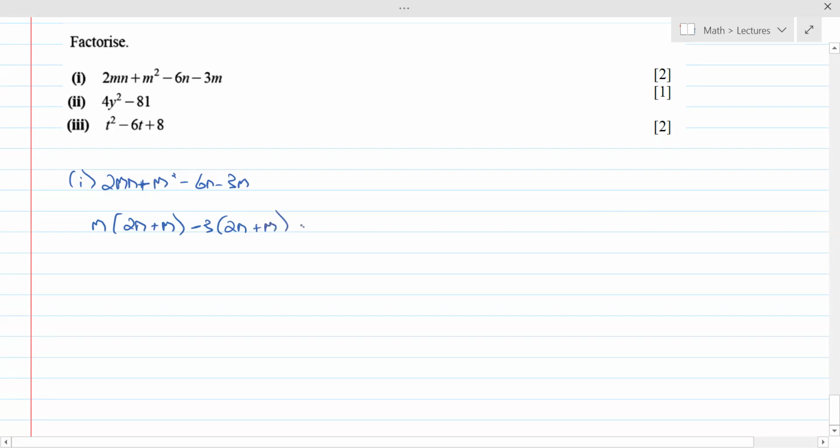And 2n plus m is a common factor for the two terms now. The 2n plus m taken common, first would be left with m, second would be left with minus 3. Got the factorized form.